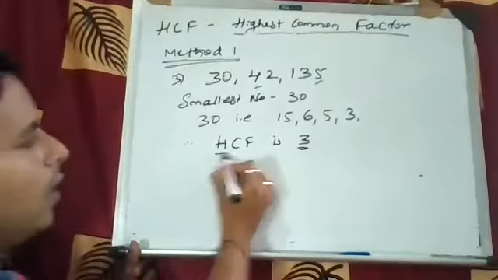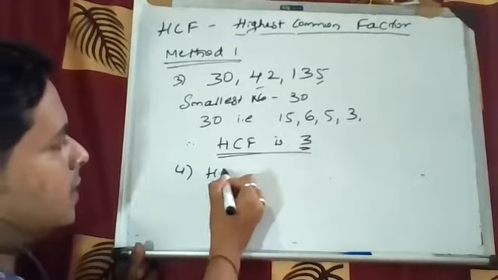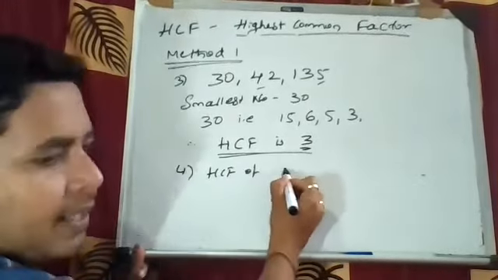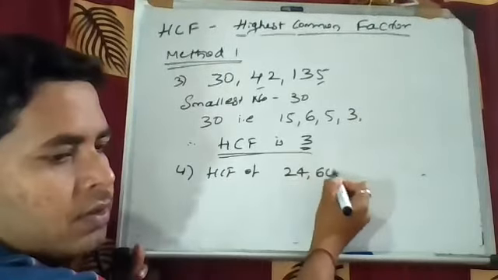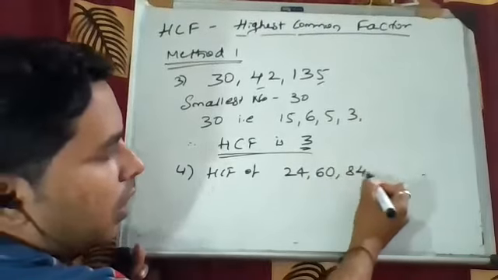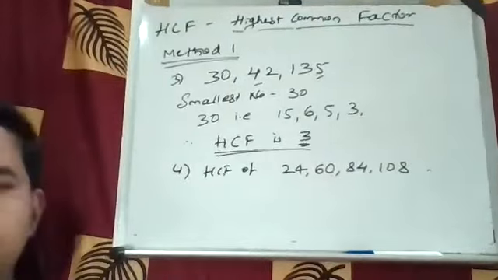Now I think you all understood. Solve this. HCF of 24, 60, 84 and 108. So what is the HCF of these numbers?